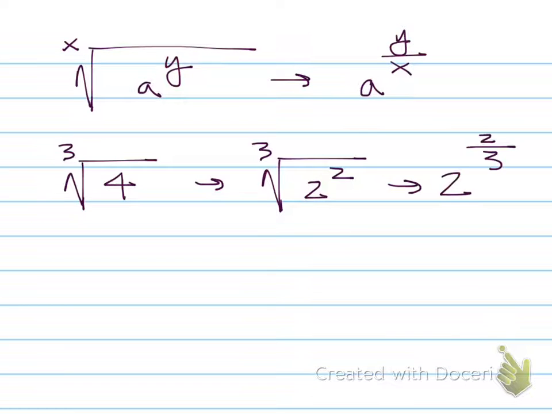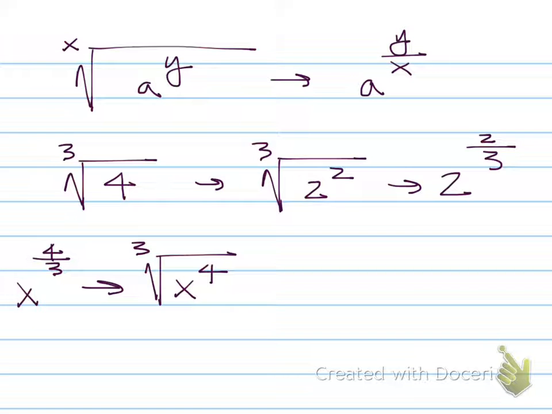For example, this cube root of 4, we can rewrite the 4 as 2 squared. So to change that from radical form to exponential form, we would still keep 2 as the base, and then 3 would go in the denominator of the fractional exponent, and the 2 would go in the numerator.